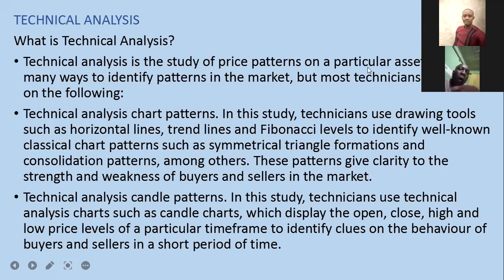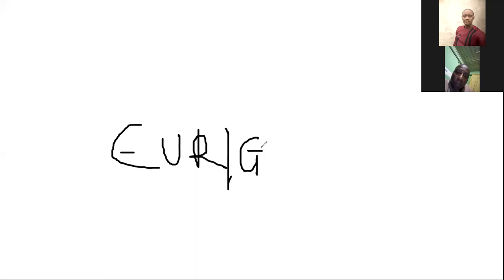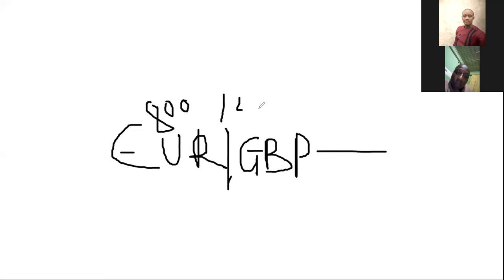Now, let's quickly look at the other phase. The other phase I would like to talk about is, okay, still on exchange rate. Let us come to my screen. Let's say I have Euro GBP. On Euro GBP, let's say Euro is at 800. So if Euro is 800, then let's say GBP is 400. So now, it means that 800 divided by 400 is what? 2.00.